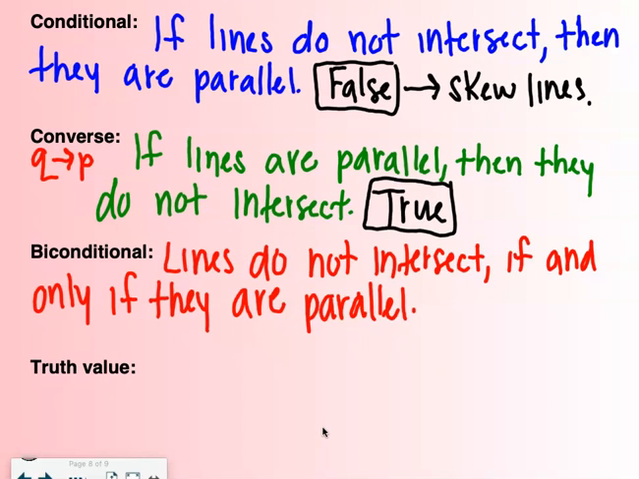And then what would the truth value of this biconditional be? If you go back to your notes, it says biconditional statements are true when both are true. Are both of them true? No. So this is automatically false because our conditional is false.